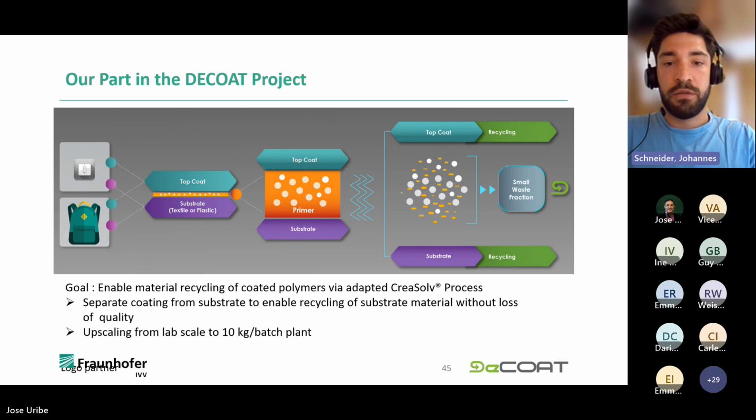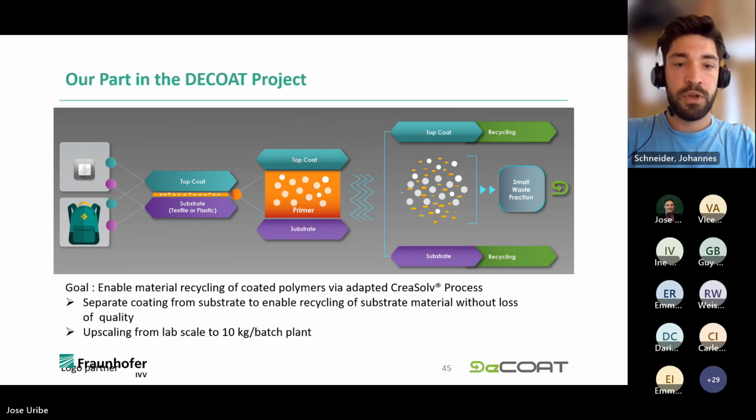In the case of the Creasolve process, this primer that is displayed here in our DECOAT picture is not needed, so the top coat can be applied directly onto the substrate. So we can work with products from state-of-the-art production and coating processes. And our goal is that after showing the technical feasibility at laboratory scale, we want to upscale this process to a 10 kilogram per batch pilot plant.